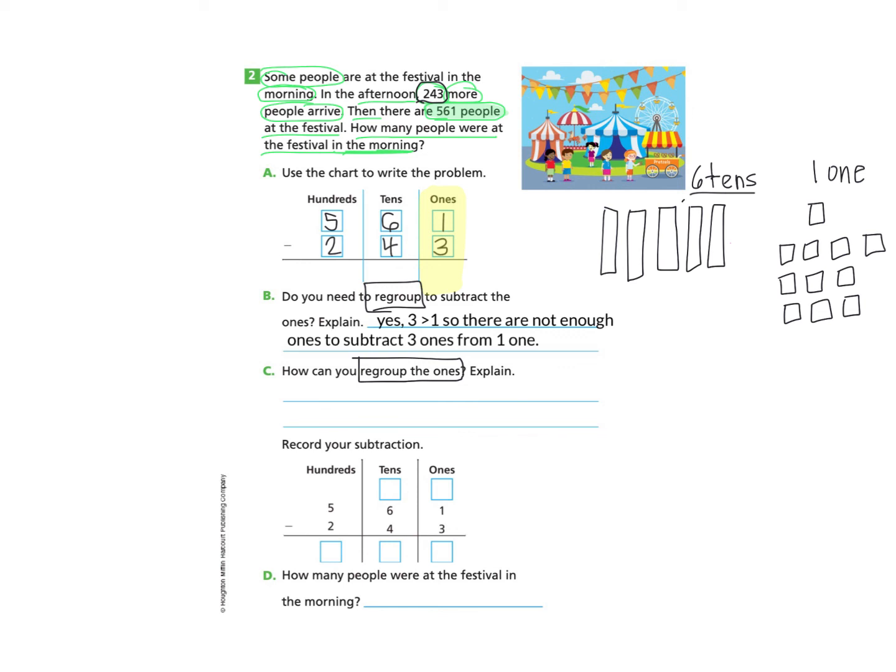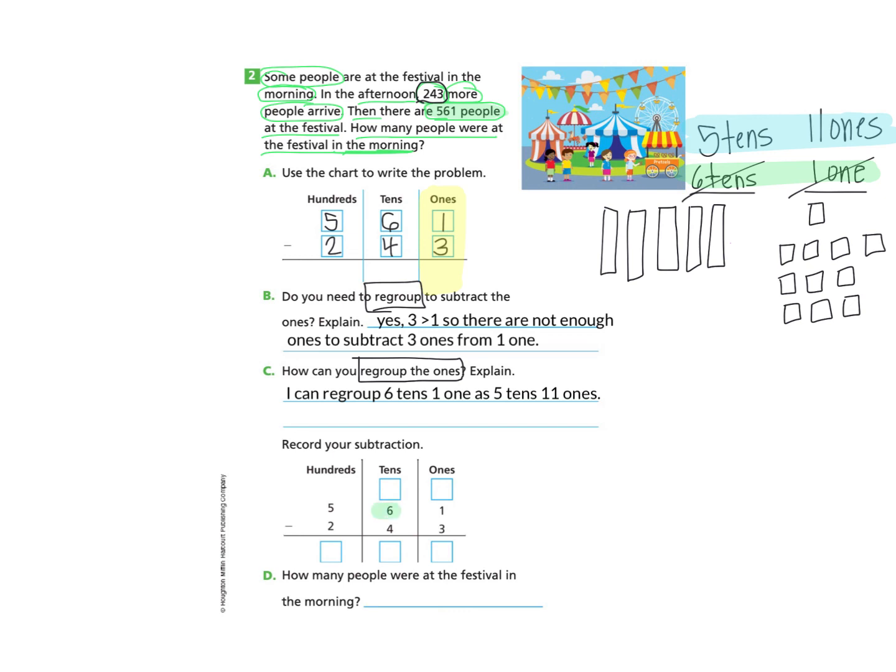But now I no longer have 6 tens, I have 5 tens, and I no longer have 1 one, I have 11 ones. So I'm going to explain my thinking. I can regroup 6 tens and 1 one as 5 tens and 11 ones. Now it asks me to record my subtraction. If you would like to pause and try this on your own, you may do so and come back, and otherwise you can follow along with me.